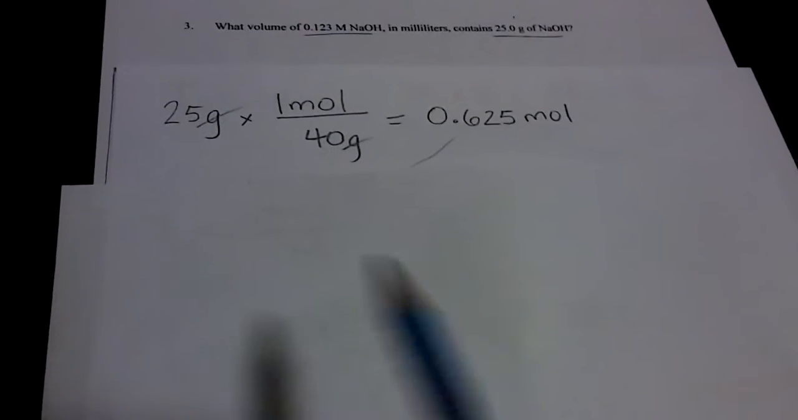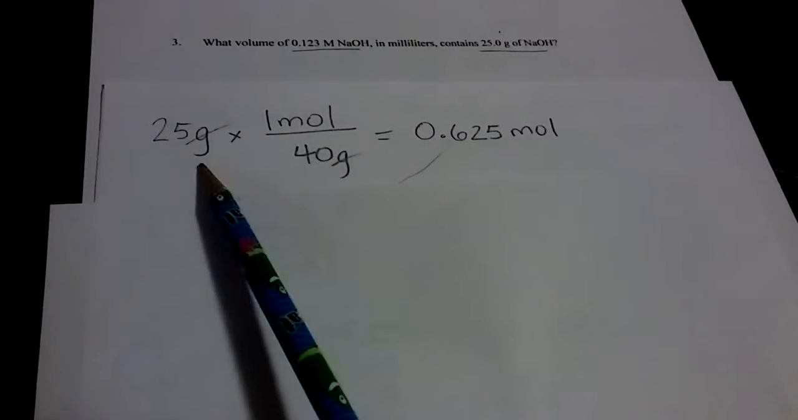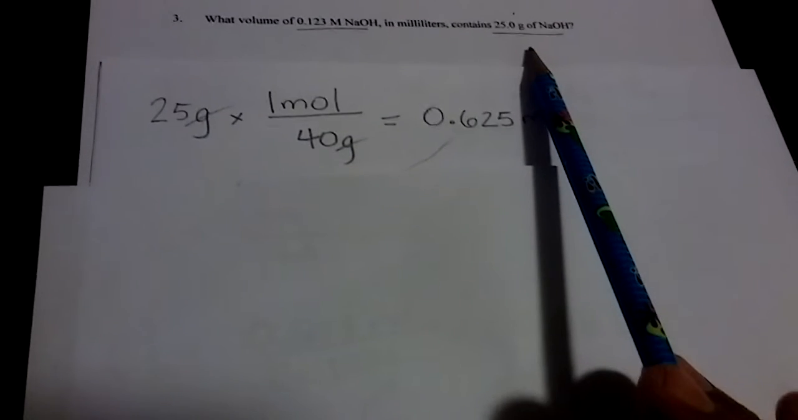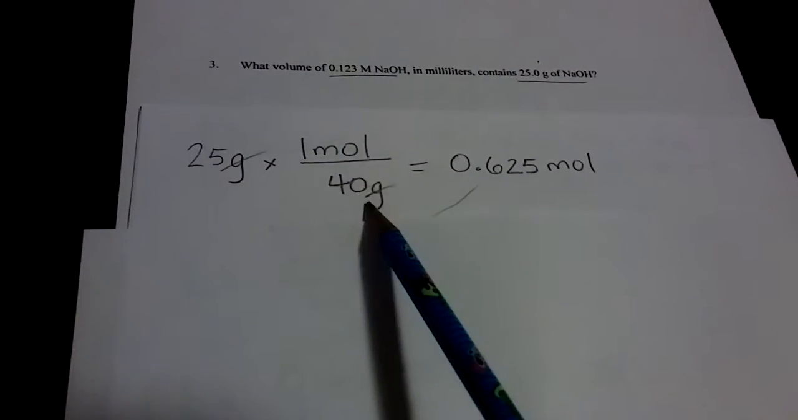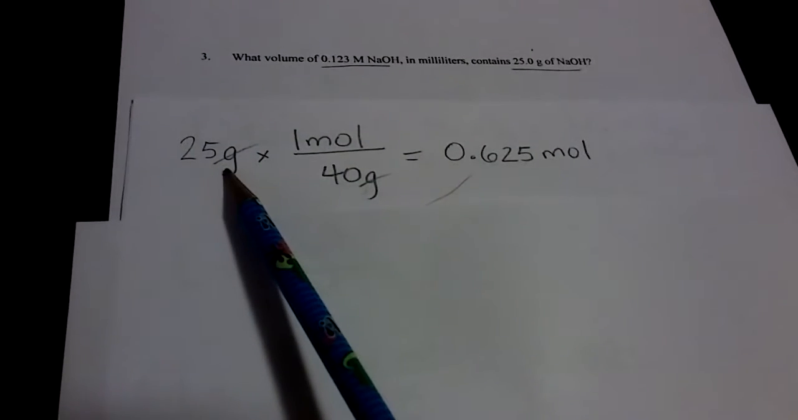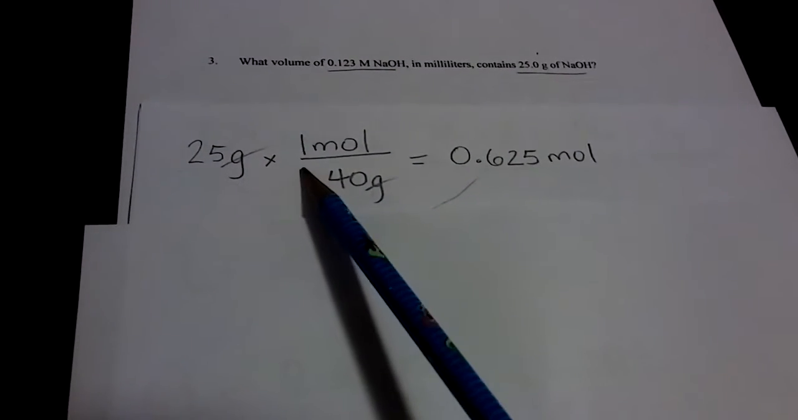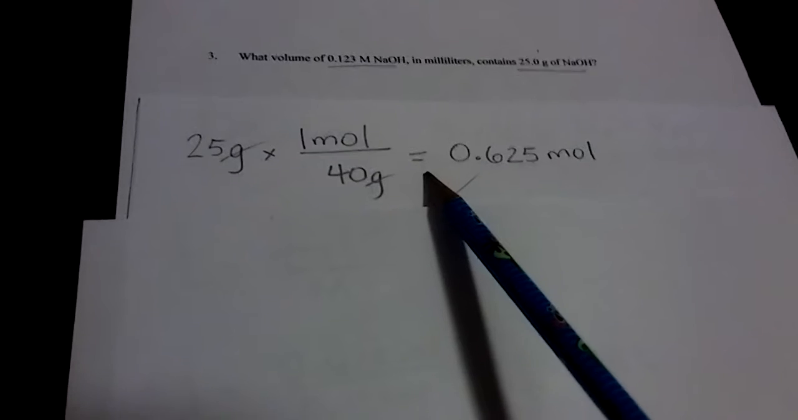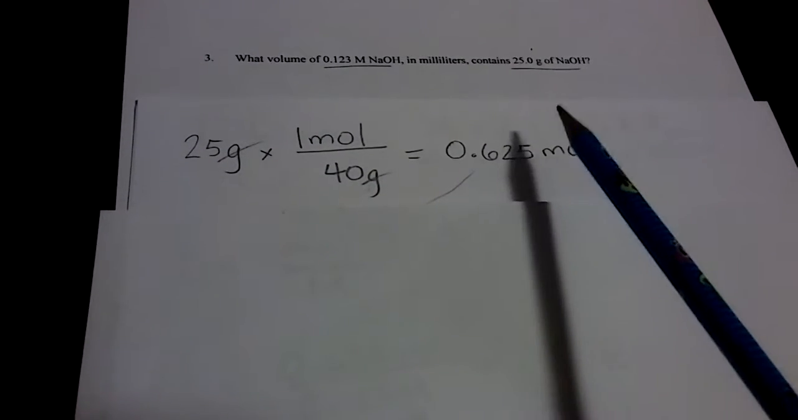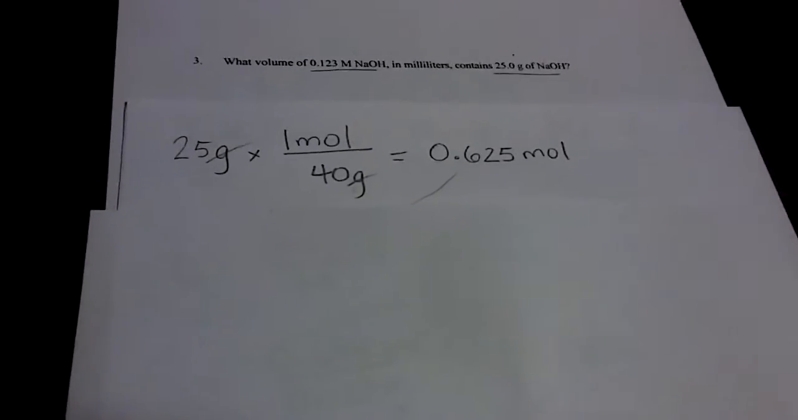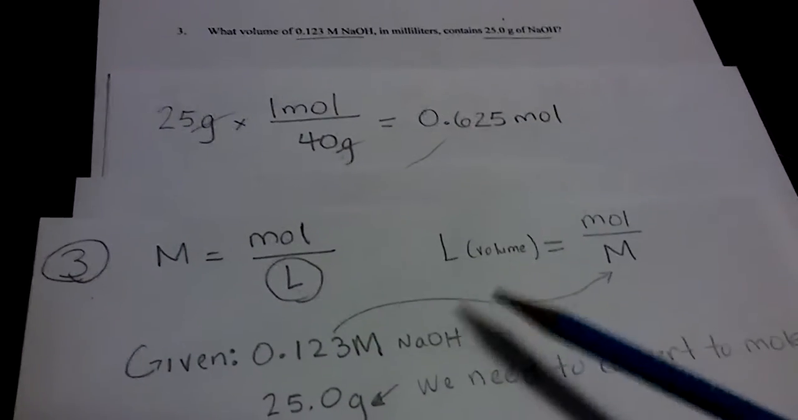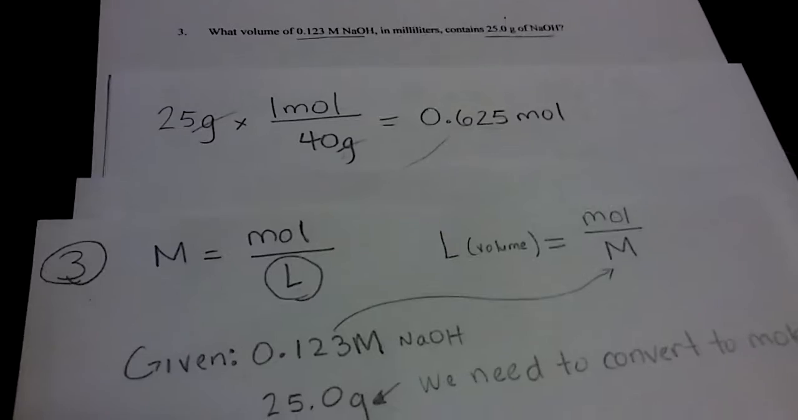Okay, so now you're going to convert those 25 grams that you have into moles. And just like we did before, again, it's 40 grams per 1 mole. It's going to be 25 times 1, which is the same, divided by 40. And that's going to give you 0.625 moles. So yay, now we have the moles that we need in the formula that we need to use, which is moles divided by molarity.